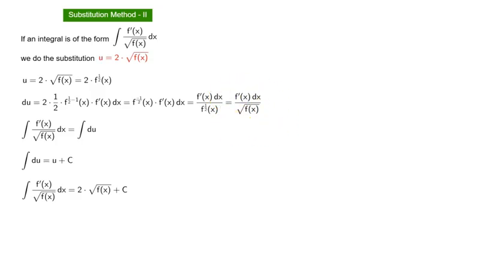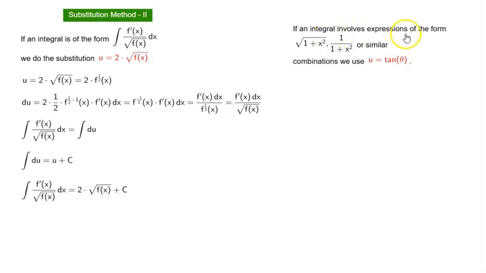Okay, let's look at the next one. If an integral involves expressions of the form square root of 1 plus x square or 1 by 1 plus x square or something similar, we use x is equal to tan theta. Now, why would we do that? Because 1 plus tan square theta is equal to sec square theta. So instead of having two terms here, we will end up with a single term. And here, the square root will disappear. 1 plus tan square theta will become sec square theta, and square root will cancel.